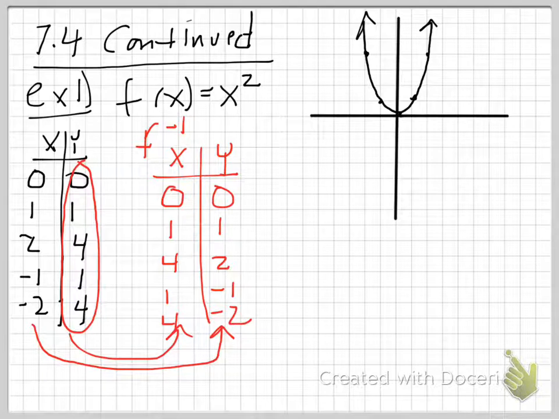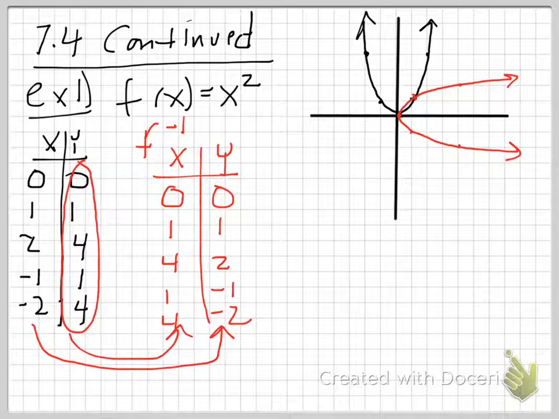Now if we plotted the inverse on the same graph, something interesting happens. If you plot 0, 0, you still have that same coordinate, 1, 1, still right there. And then if we plotted 4, 2, that would be right here. And if we plot -1, we would get -1, so that would be that coordinate. And then if we plot 4, we would get -2. So our graph here would look something like this.